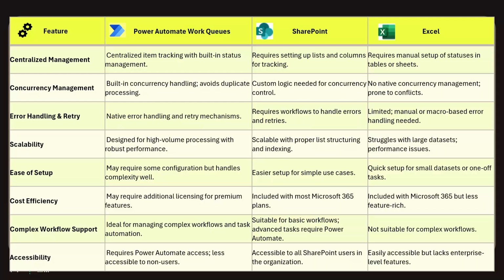And accessibility, as I told you, we require premium licenses for Power Automate, whereas SharePoint and Excel are included with everything. So this is something I just wanted to compare. It's not a claim that Power Automate work queue is better, but just from the application perspective, it does a better job compared with SharePoint and Excel, whose job is mainly to store data, a data storage facility. And I won't compare Dataverse here, because Power Automate work queues themselves originate from Dataverse, which I will explain in the next section.